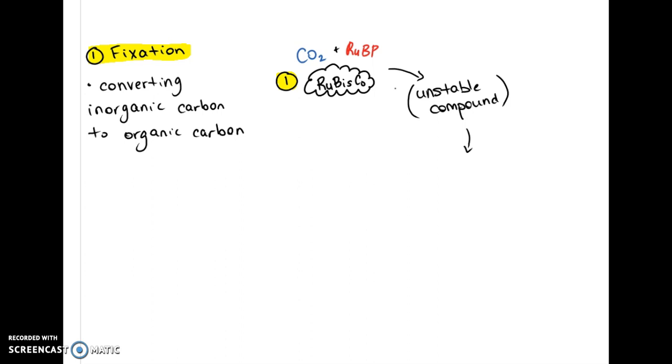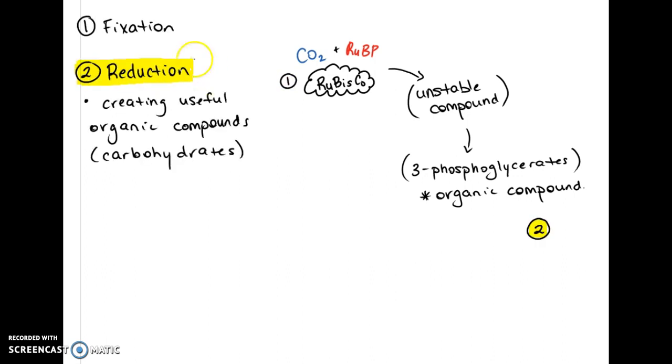So these phosphoglycerates are more stable, and they are an organic compound. So the carbon dioxide has now been fixed from an inorganic form to an organic form. So that ends the fixation stage. In the second phase, reduction, we want to create more useful organic compounds.